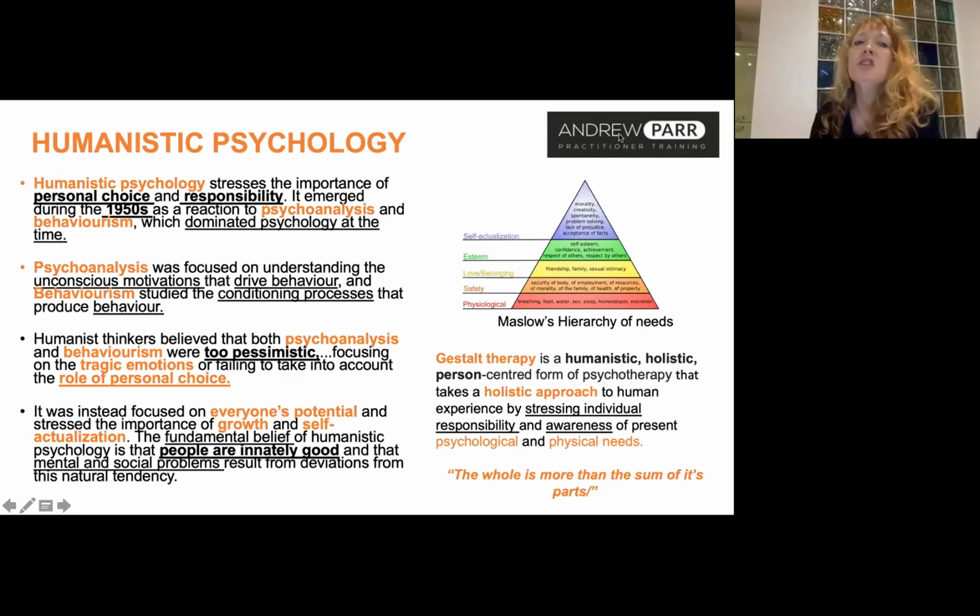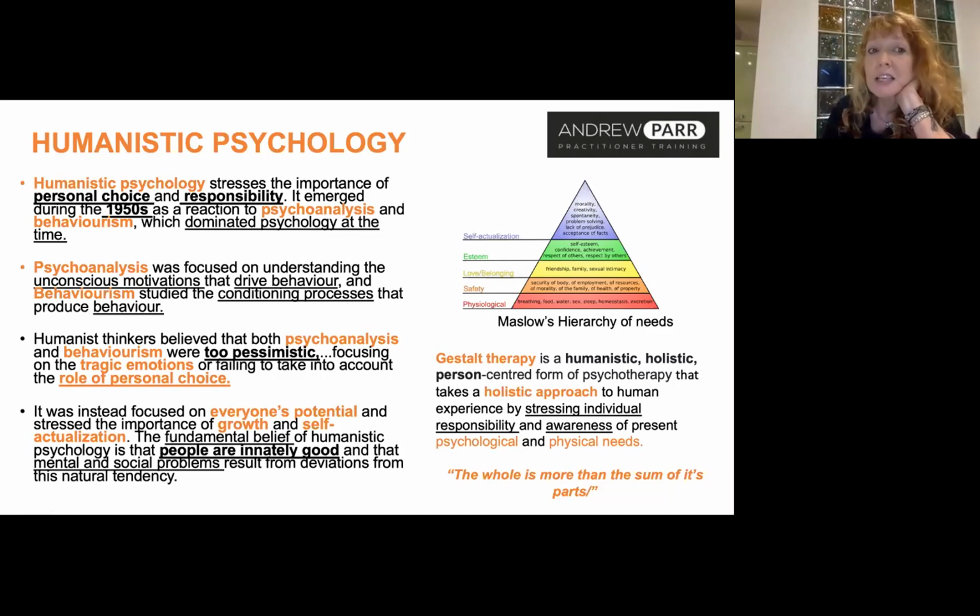Okay, now we come on to humanistic psychology, again developed in the mid-century, 1950s, I think it was, all very much about stressing the importance of personal choice and responsibility for your own behaviour and your own actions. And it develops and evolves out of psychoanalysis and behaviourism, which were obviously the main ones before this that were really dominating things.